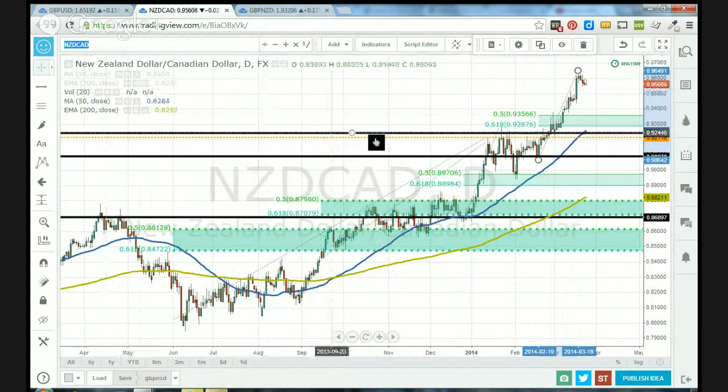Honestly, if I were to pick an ideal level, the level I'd most like to see it fall to and enter at would be 92.41. If we can fall there, that would be really nice.